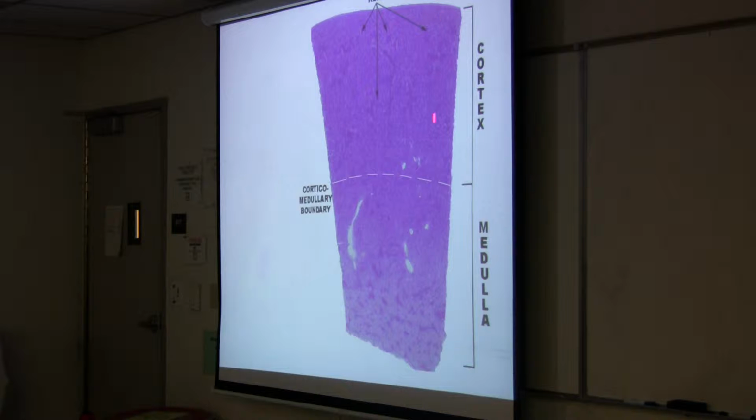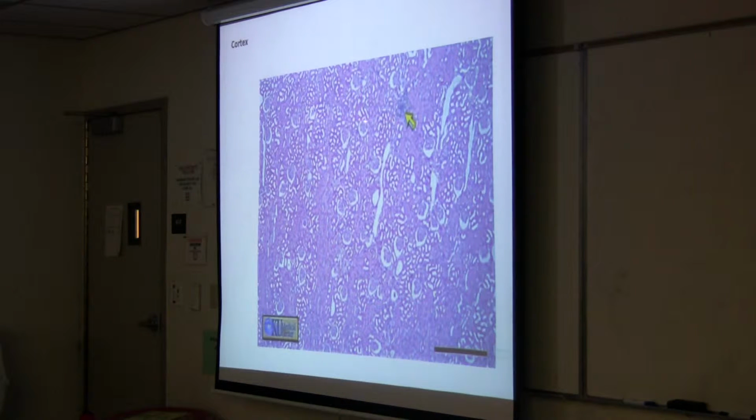So out here is the cortex, and the dotted line is not part of the slide, okay? That's just kind of putting in. So what we look for on a low power view, when we look for cortex versus medulla, is the presence of, this is probably a 4x or a 10x, these structures here, which are all the capsules with the glomeruli inside and the capsular space showing around it. As soon as you see that capsule, you know that you're in the cortex, okay?